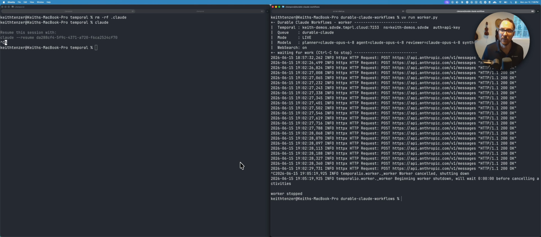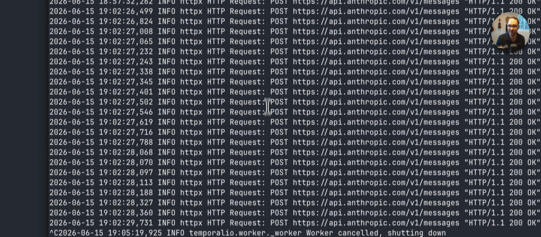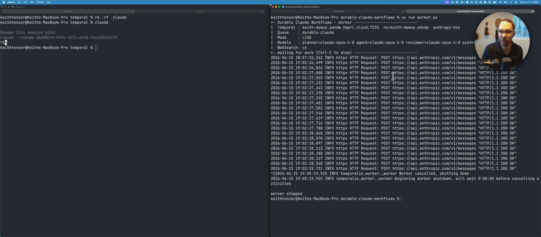All right, and I have crashed both. As you can see here on the right, the temporal worker, where it's basically doing all of the processing, is dead. And on the left, I've also done a Control-C, and I have killed Claude. And now I wanted to show you first the recovery in temporal.